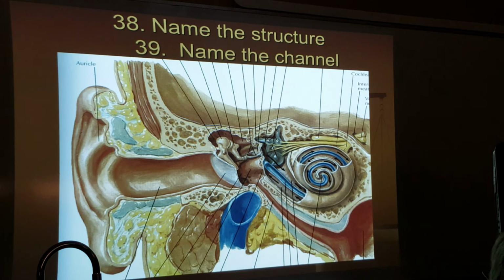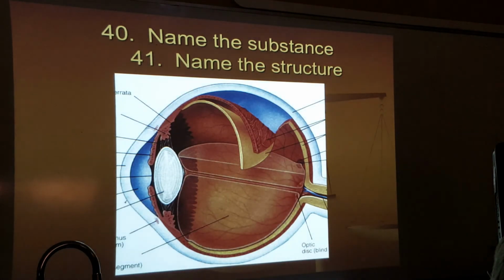Okay, so I wonder what I wanted you to name here. How about naming this little bone? Stapes. Okay, and how about this part here? Cochlea. Okay, so what substance do we find in here? Vitreous humor. How about there? Aqueous humor.